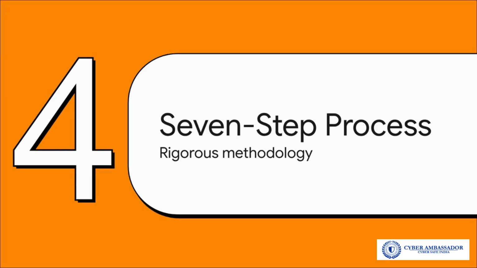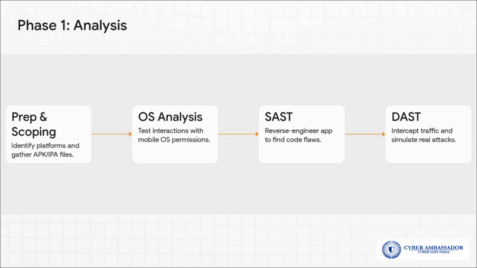Which brings us to Section 4, the 7-step testing process. Phase 1 is pure, active detective work. Step 1 is prep and scoping, where we gather those APK or IPA files. Step 2 is platform-specific analysis, stress testing exactly how the app interacts with the mobile OS permissions. Step 3 is static analysis. Here, the experts literally reverse engineer the code to expose flaws and embedded secrets. And then Step 4 is dynamic analysis, where we intercept live traffic and actively simulate real-world hacker attacks while the app is in use.